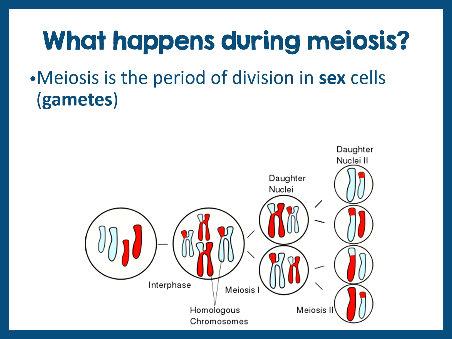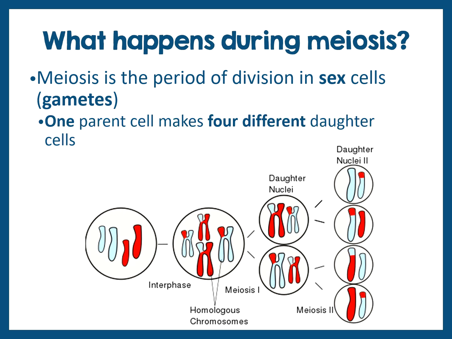Meiosis is a process that produces sperm and egg cells, also called gametes. So this is a period of division in the gametes. And these cells start life just like other cells. They'll be in the cell cycle, where there'll be an interphase, and they will replicate each one of their chromosomes. However, something very special happens during prophase of meiosis 1.